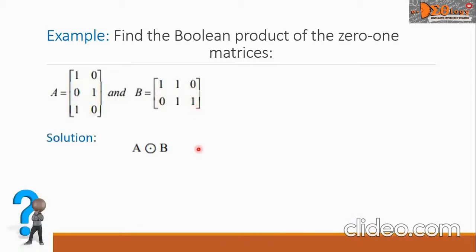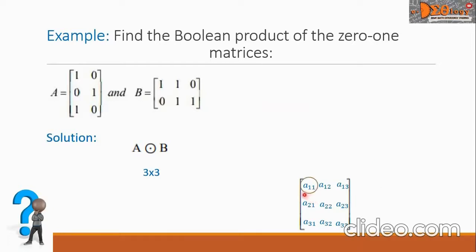For our solution, let us write the symbol of the Boolean product for A and B. Take note that matrix A is a 3 by 2 matrix, meaning 3 rows by 2 columns, while matrix B is a 2 by 3 matrix, which means 2 rows and 3 columns. Remember that in the multiplication of matrices A and B, the columns of A must equal the rows of B. And then, for the product, the resulting matrix must be 3 by 3. It means the number of rows of A and the number of columns of B. This is the general form of the 3 by 3 matrix. Let us now solve the elements one by one.